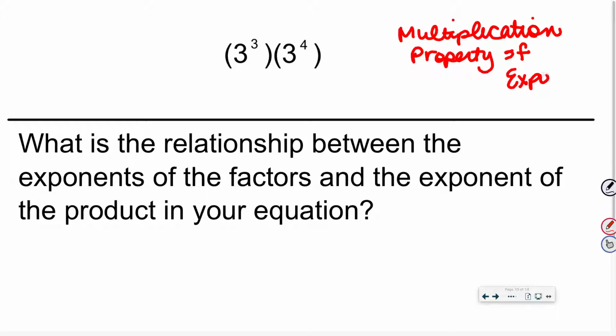What is the relationship? So again, we have 3 to the 3rd times 3 to the 4th, and our simplified expression is 3 to the 7th. What's the relationship between the exponents of the two terms and the exponent of our product? So 3 to the 3rd times 3 to the 4th gives us 3 to the 7th. What's the relationship between the exponents? How do I get the 7th? Like, what's a shortcut here? Add them.